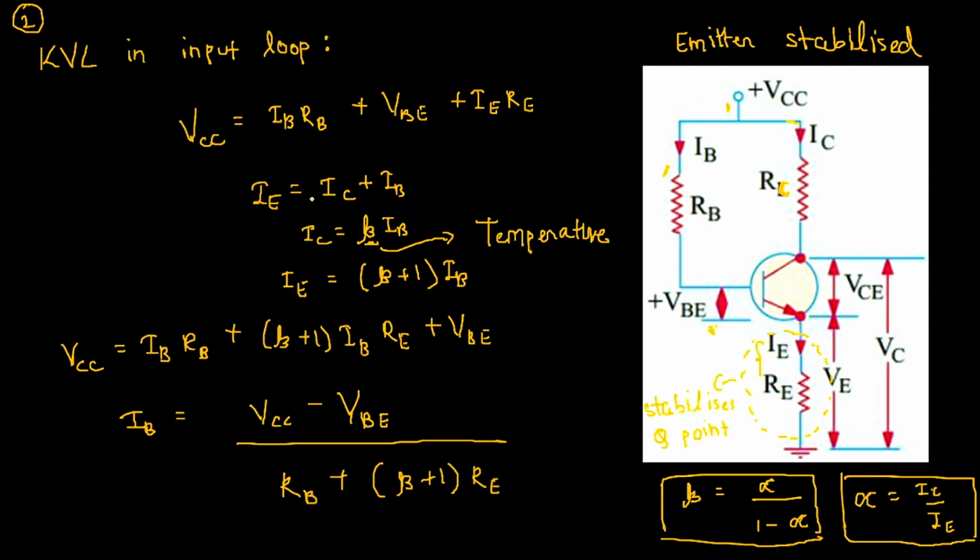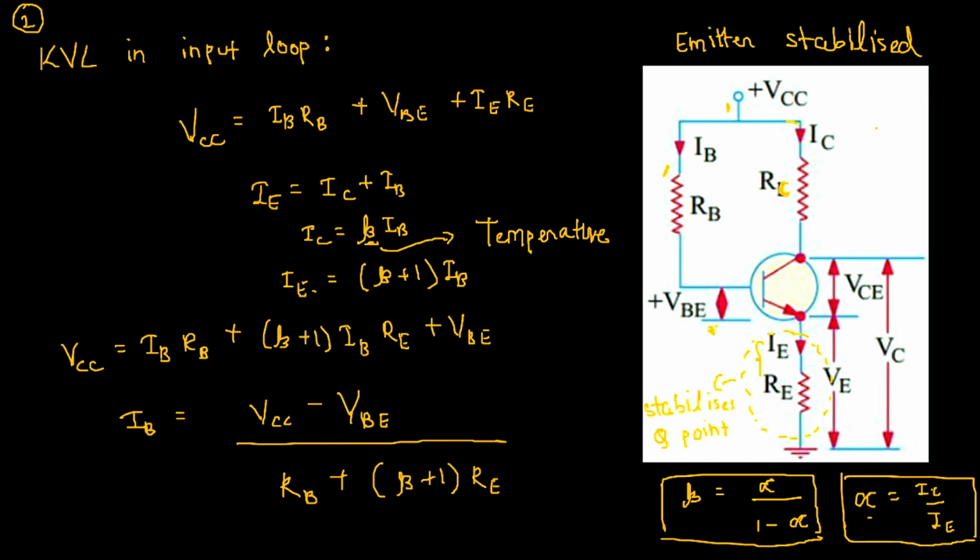So we know that IE is equal to IC plus IB, and we also know that IC is equal to beta into IB. Because of that, we can write IE is equal to (beta plus 1) into IB. We also have another variable called alpha, which is the collector current divided by emitter current, and these two constants, beta and alpha, are related by beta is equal to alpha divided by (1 minus alpha).